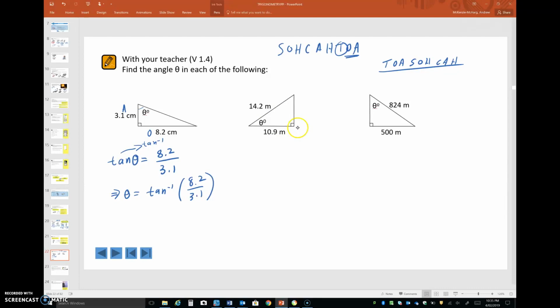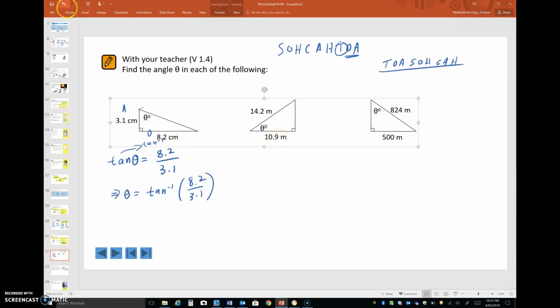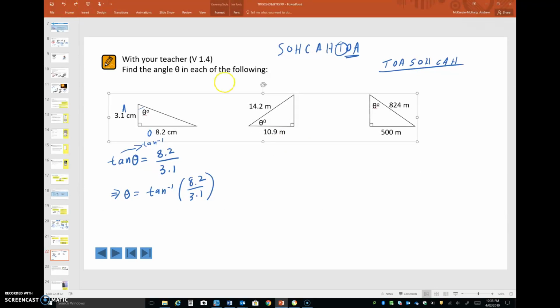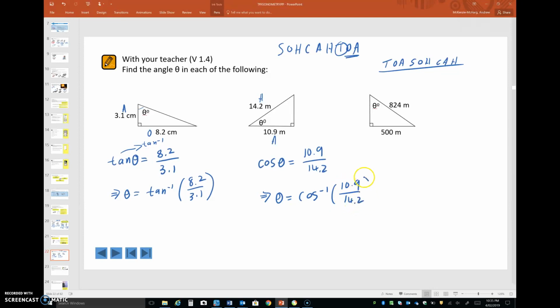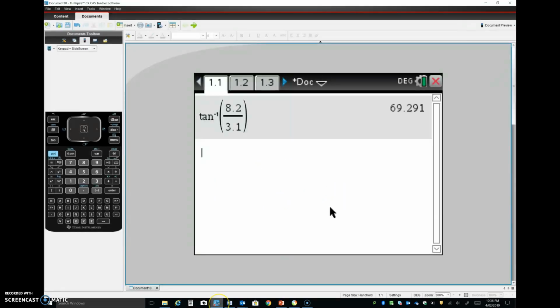So this first one, we have the adjacent side and the hypotenuse. So that means cosine. We're probably getting quite good at these now. Cosine theta equals, now it's the 10.9 is the one that goes on top in this case. And then we rearrange and we get this. Okay. And so we put that into the calculator, and you should get that number there, 39.86, so forth.